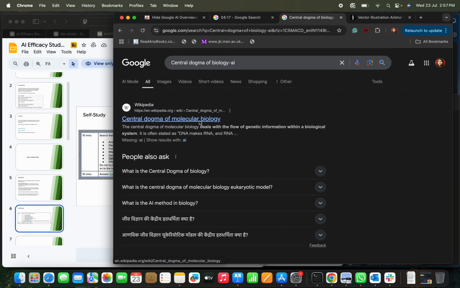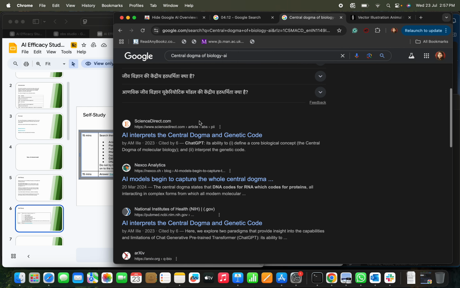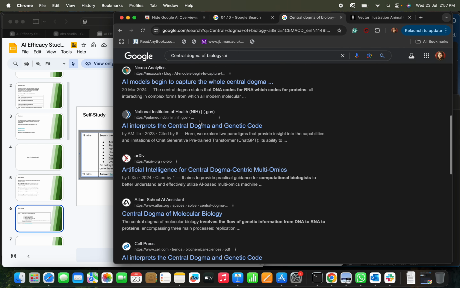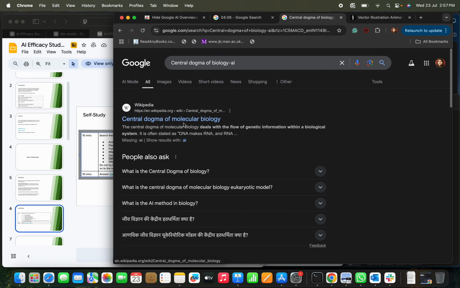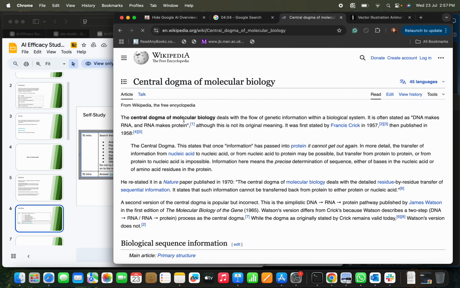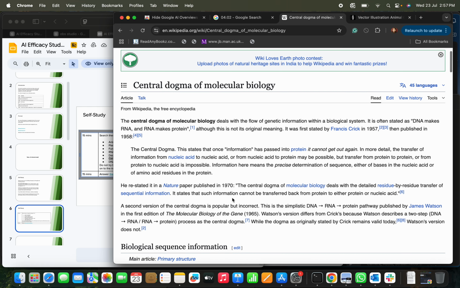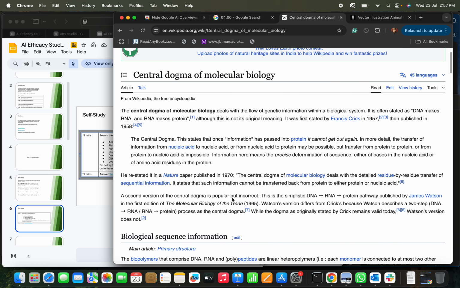What's the central dogma of molecular biology? Alright, so I'll just go with the first link that's provided here. It states molecular biology, but I hope it mentions the same thing. The central dogma of molecular biology deals with the flow of genetic information within a biological system. It is often stated that DNA makes RNA and RNA makes protein.